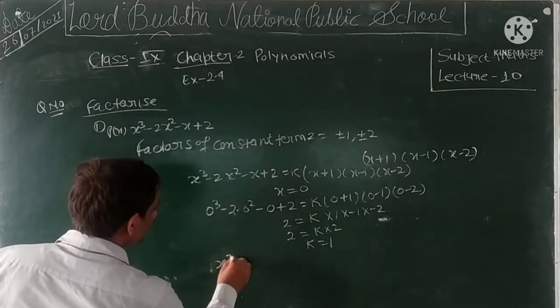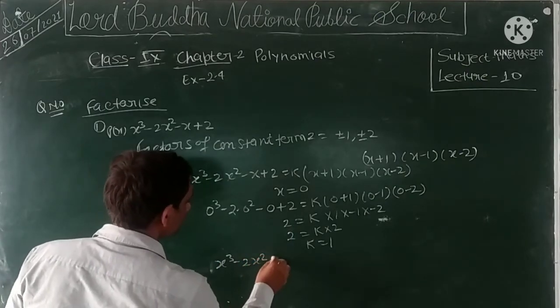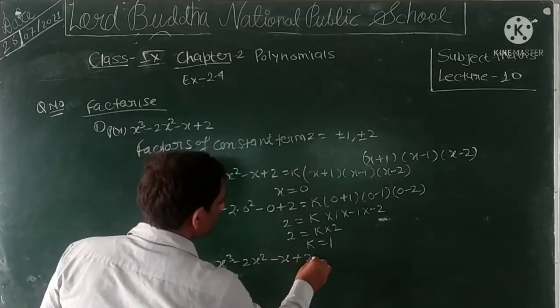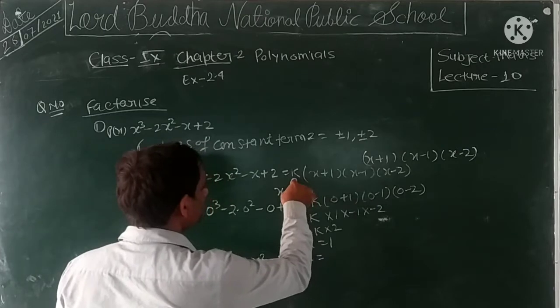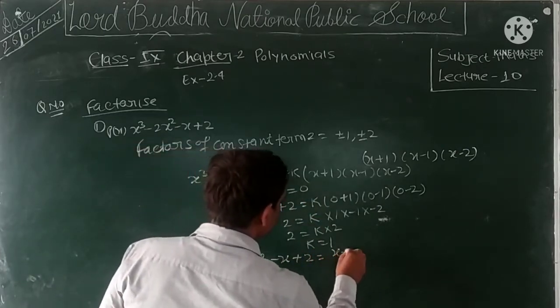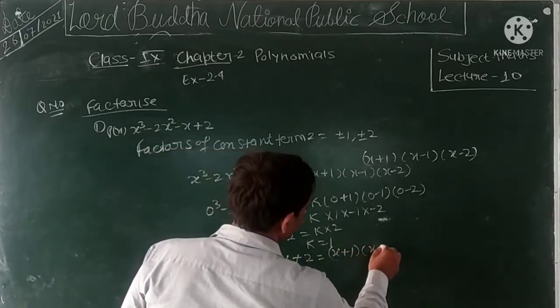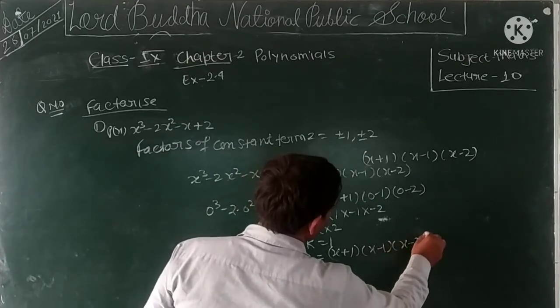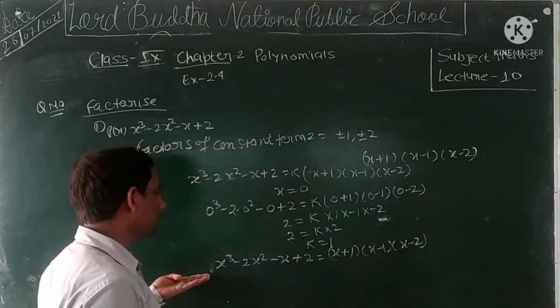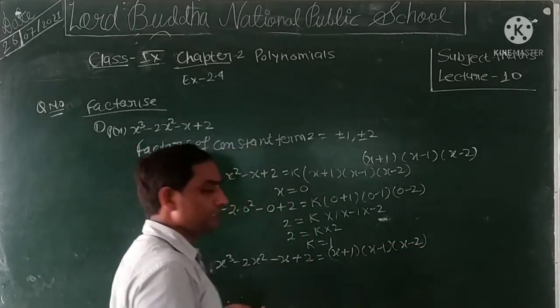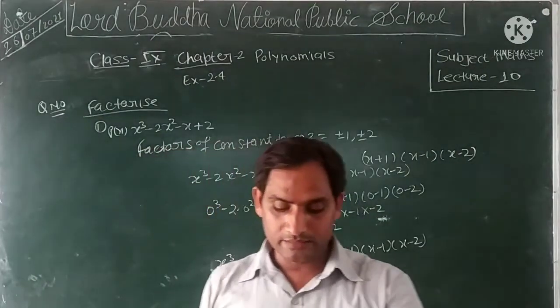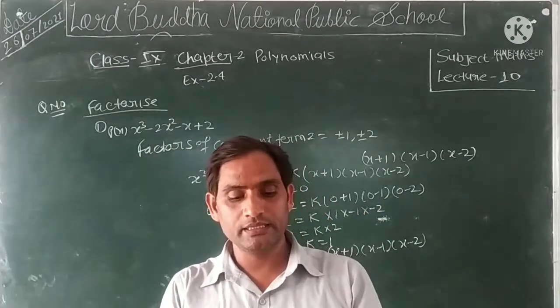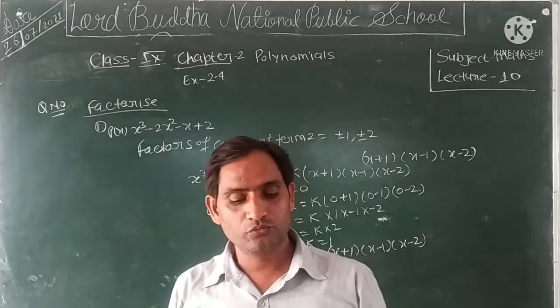Now we can write x cube minus 2x square minus x plus 2 equal to, in place of k, 1 times (x plus 1)(x minus 1)(x minus 2). This is the required factors of the cubic polynomial. Clear? So this is how you find the factors of this cubic polynomial.